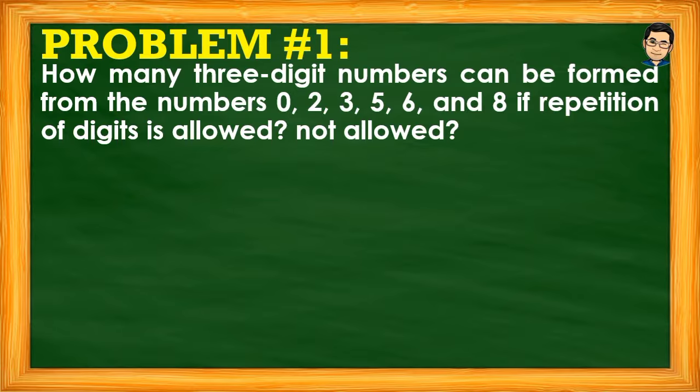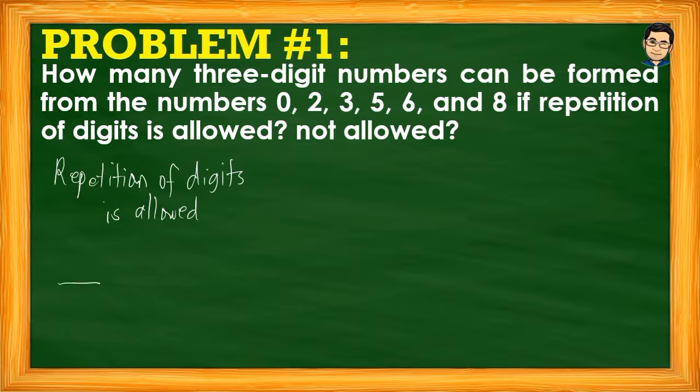So sulat natin dito, repetition of digits is allowed. Okay, ibig sabihin pwede pong umulit yung mga numbers. So, magsulat po tayo ng tatlong mga blank. So, and then, on the first digit, ilang mga numbers ang pwede nating gamitin.